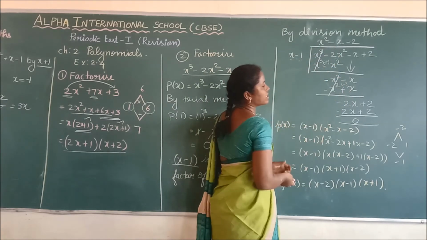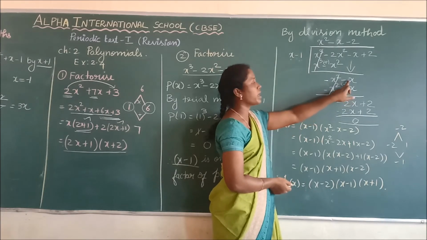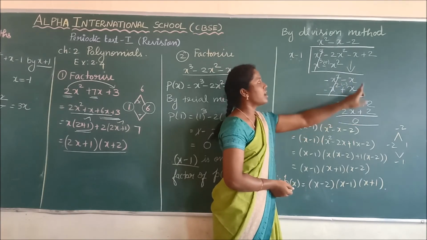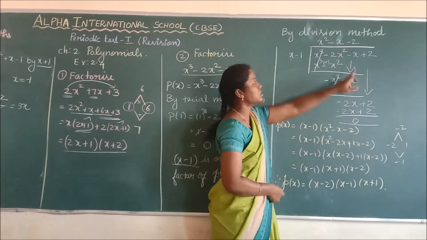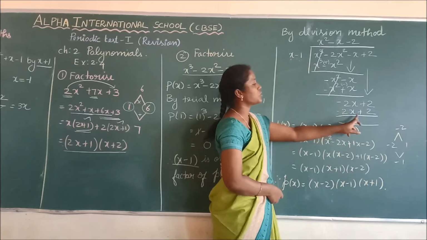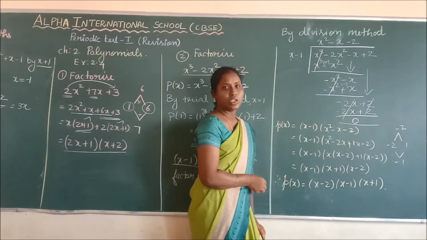The first term will get cancelled. Here minus into plus will become minus. So minus x is minus 2x, and the next term plus 2. So minus 2 is the last multiple. So minus 2 into x is minus 2x plus 2. All the terms are common and we are getting the remainder 0.